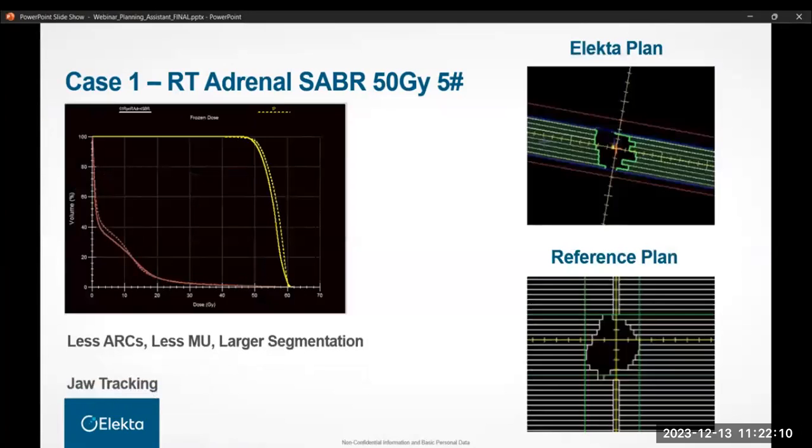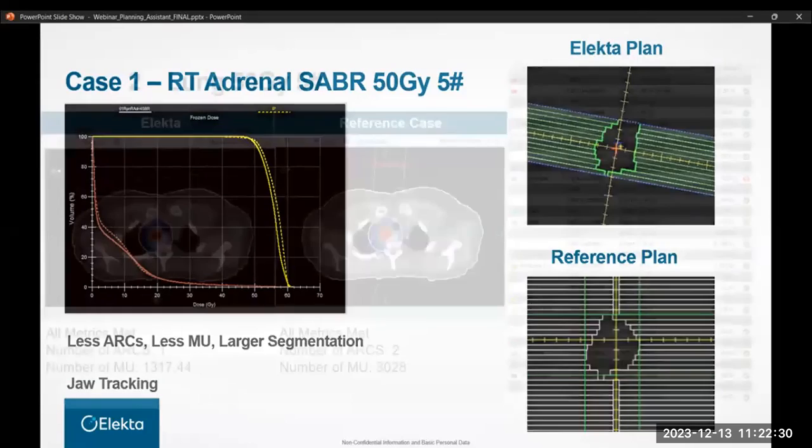Also, less arcs, less MU, but then also larger segments as well. So effectively being able to reduce the overall segments in the plan and have that jaw, not just jaw tracking, but the overall virtual leaf width that allows the MLCs and the jaws to feather and track and to be able to add an extra amount of modulation to your overall plan.